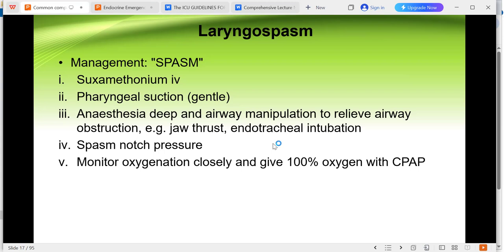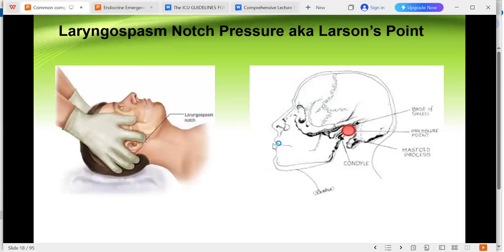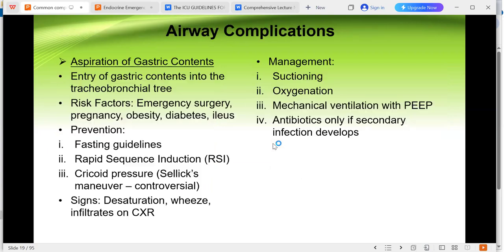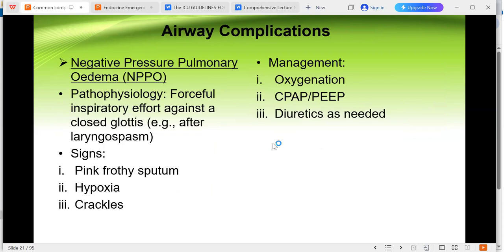And we did talk about the laryngospasm notch pressure, the Larson's point pressure, and you monitor oxygen. We did say that this is a very important way to relieve spasm. You put your pressure at the laryngospasm notch or Larson's point, which, like we said the other time, is between the base of the skull and the mastoid process. You put pressure bilaterally, and it relieves the spasm. We talked about all of this.